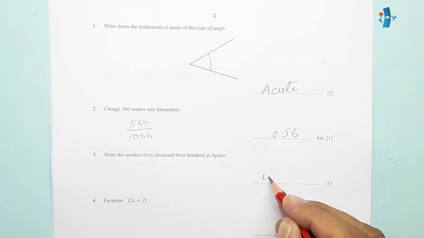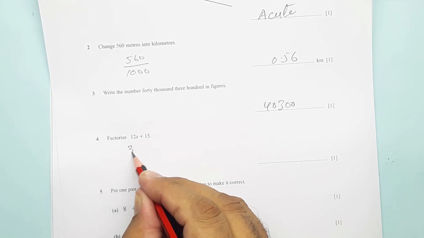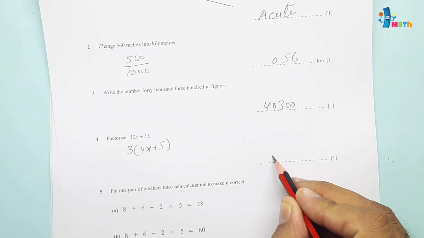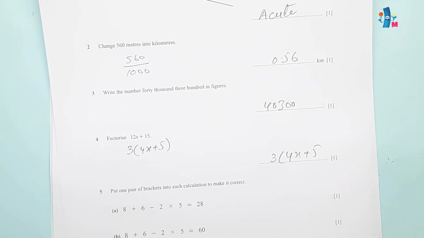Write the number 40,300 in figures. So 40,300. Question number 4, we have to factorize. We'll take 3 common, so it will be 4x plus 5 inside. So 3 into 4x plus 5.